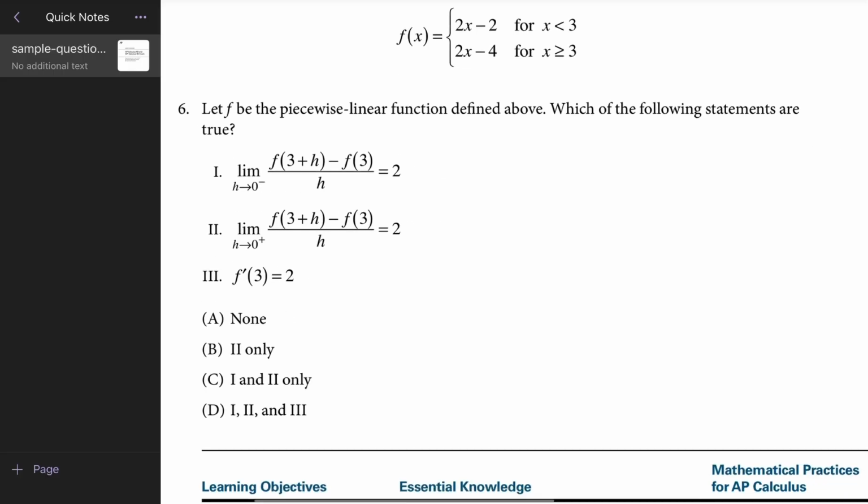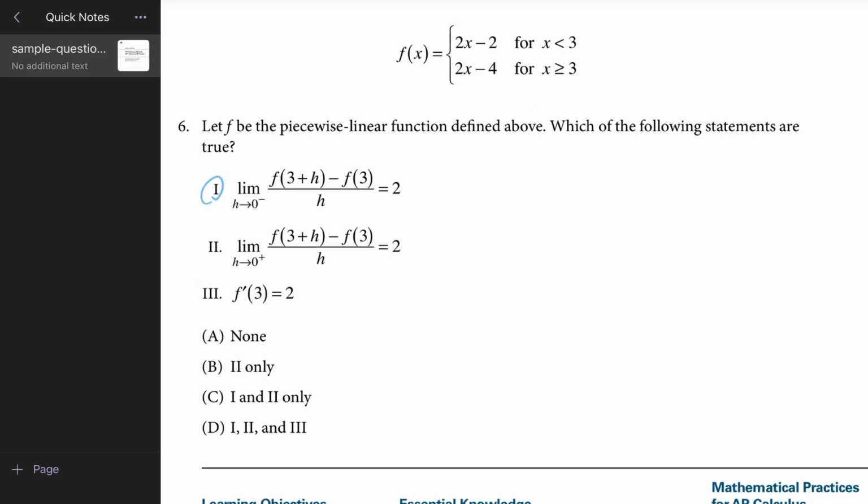Next, we have a piecewise linear function defined above. Let's start with I here. The limit as h approaches 0 from the left side of f(3 + h) minus f(3) divided by h is equal to 2. So let's check this. For f(3 + h), as h approaches 0 from the left side, we have to use this function over here. So we substitute x in this function for 3 + h: 2 times (3 + h) minus 2, minus f(3). Now for f(3), we need to use this bottom function, and we can see it's going to be 2 times 3, which is 6, minus 4, which is 2.